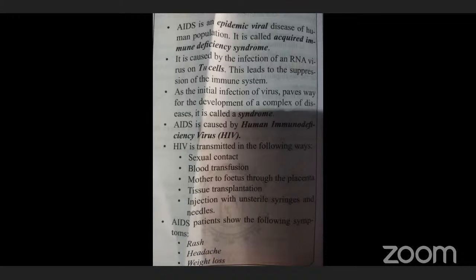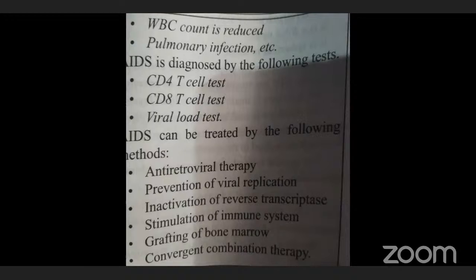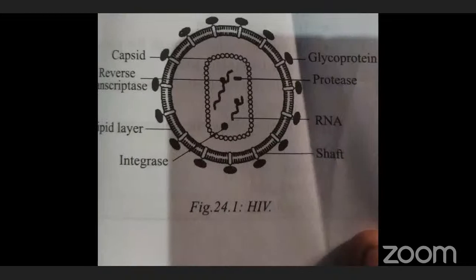HIV. This is the structure of HIV. AIDS is carried by the RNA viruses called human immunodeficiency viruses, abbreviated as HIV. It is a class of retrovirus. That is an important question. It was discovered by Luc Montagnier in the year 1983, and was first found in America in the year 1981.